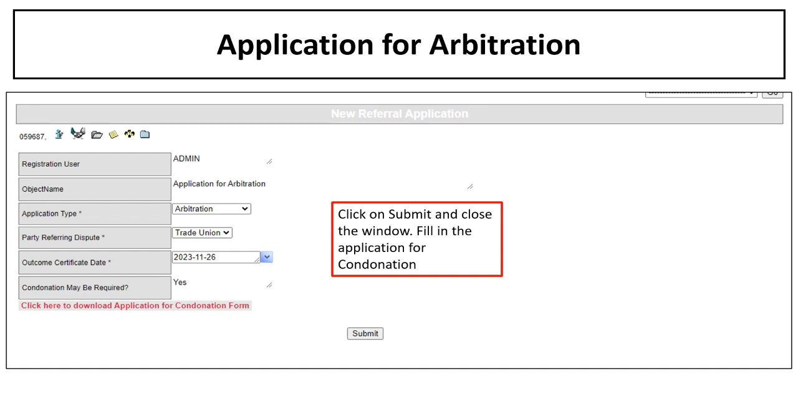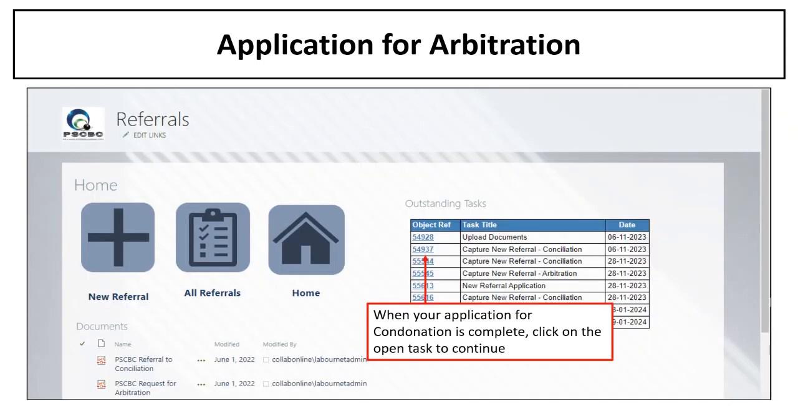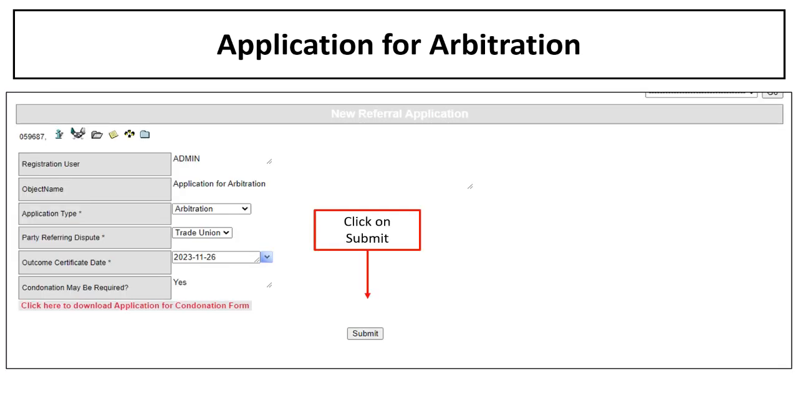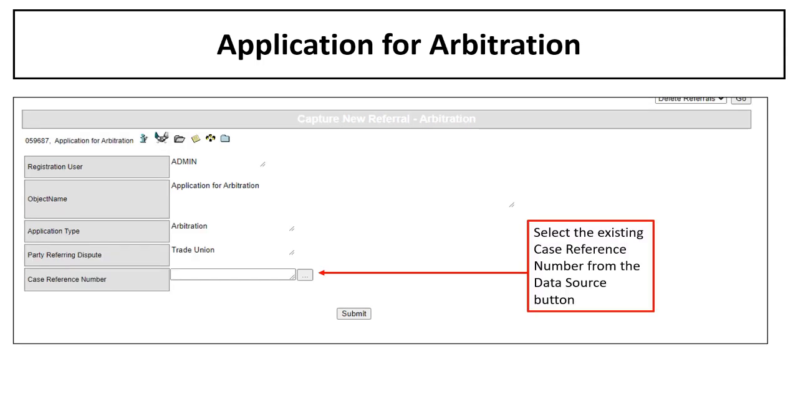Fill in the application for condonation. When your application for condonation has been completed, click on the Open Task to continue. On this page, you can now click on Submit to continue your application.